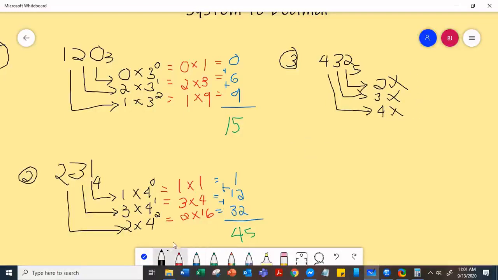So we have 5 raised to 0, 5 raised to 1, and 5 squared. Let us simplify that. 5 raised to 0 is 1. 5 raised to 1 is 5. And 5 squared would be 25.